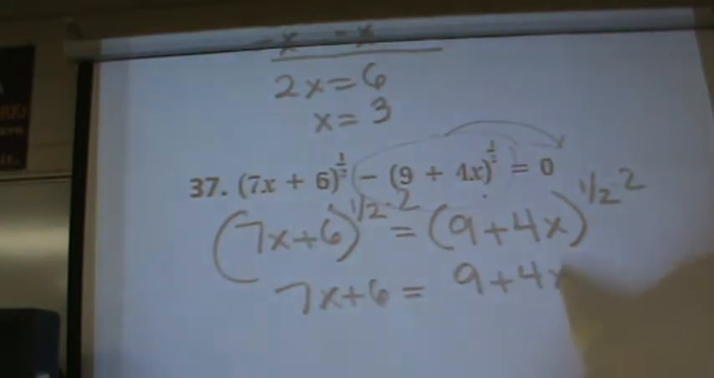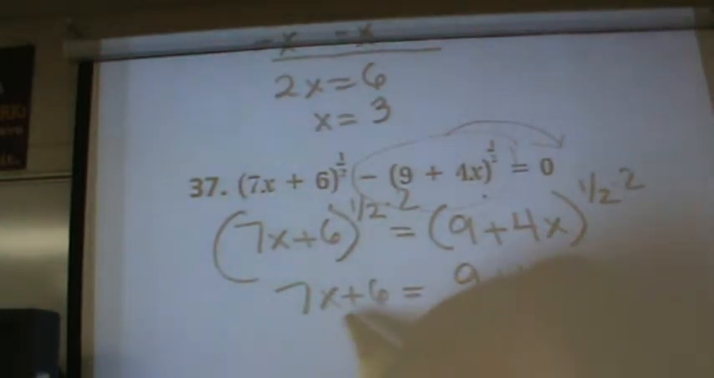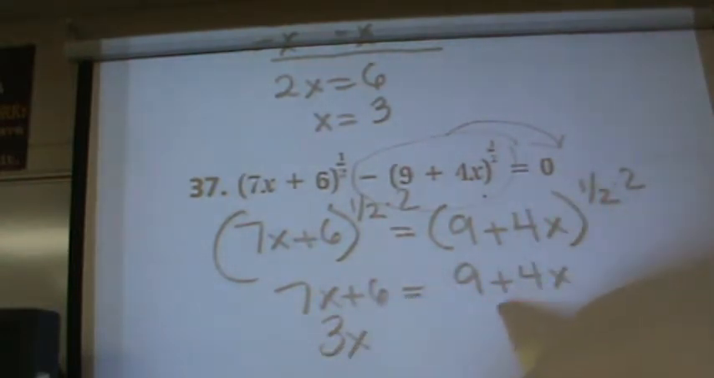Plus 4x, and then minus what? Minus 4x, you get 3x. And minus 6, you get, wait, what's 9 minus 6? What did we just subtract? 3. This is 3. And what's x? 1.